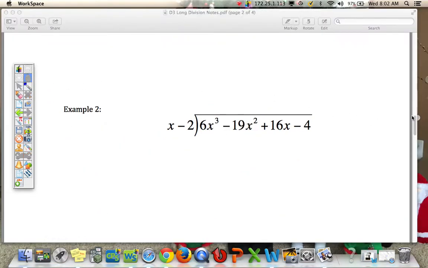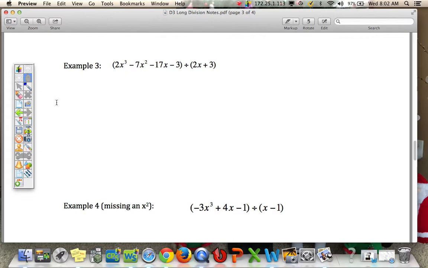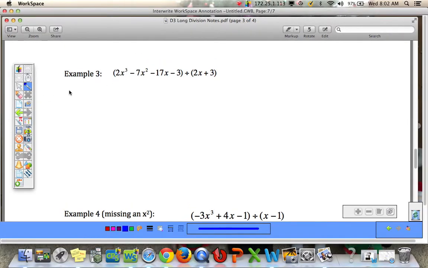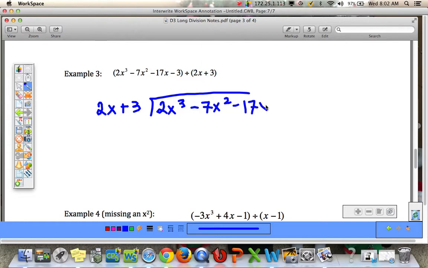Okay, let's try another one. So we're going to see if this is a factor of this polynomial right here. We have 2x plus 3. We'll use long division, 2x cubed minus 7x squared minus 17x minus 3. So we are going to start here. How many times does 2x go into 2x cubed? 2x squared times, you multiply. 2x cubed, 2x squared times 3 is 6x squared. Then we do the opposite, so minus minus.